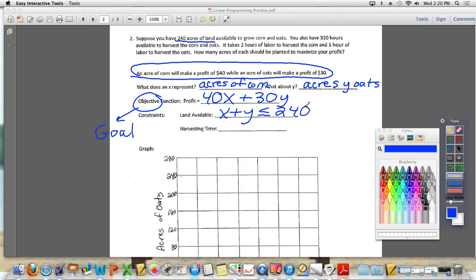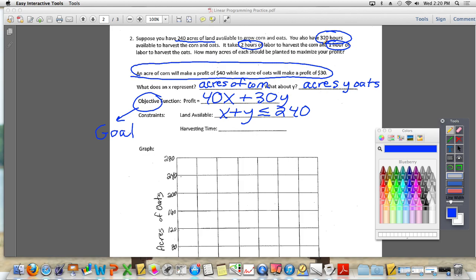Now there's a time constraint here too. We only have a certain amount of time to work with. So everywhere you see something about time, in this case the time is all in hours, would you agree? We're talking hours here. Everywhere you see an hour, I want you to circle it. We have 320 hours available to us. We see 2 hours right here, and we see an hour right here.